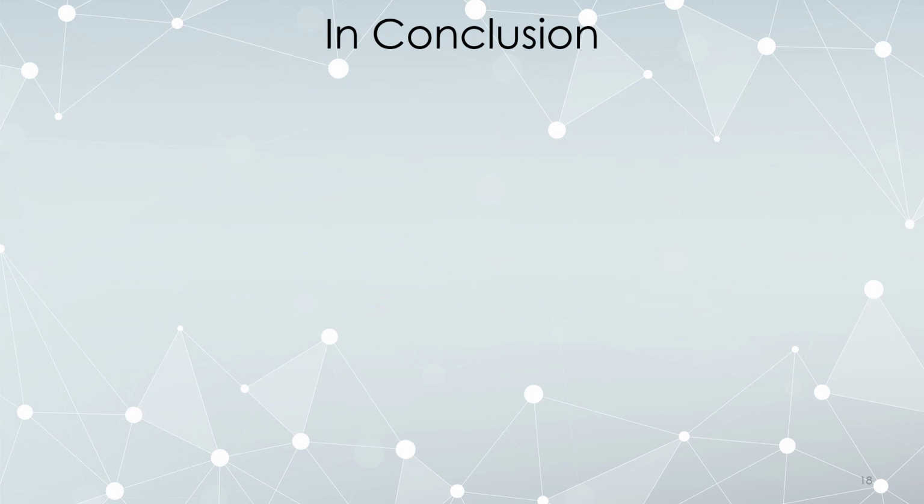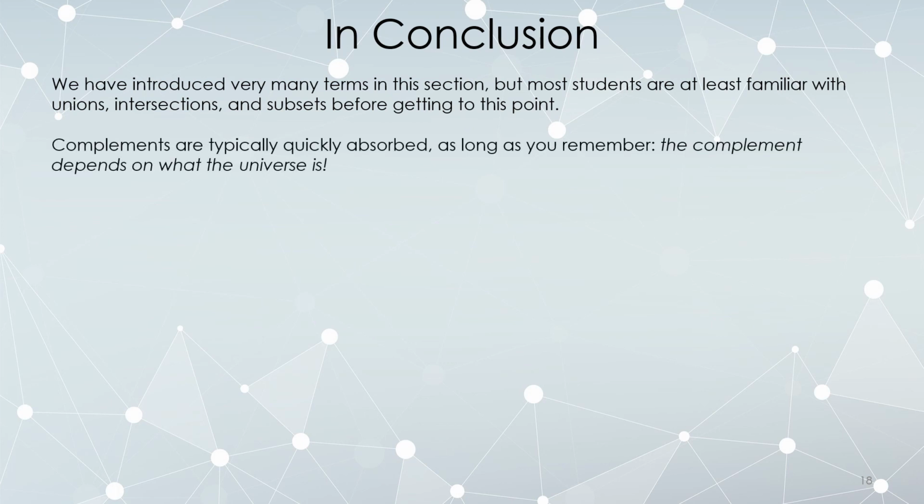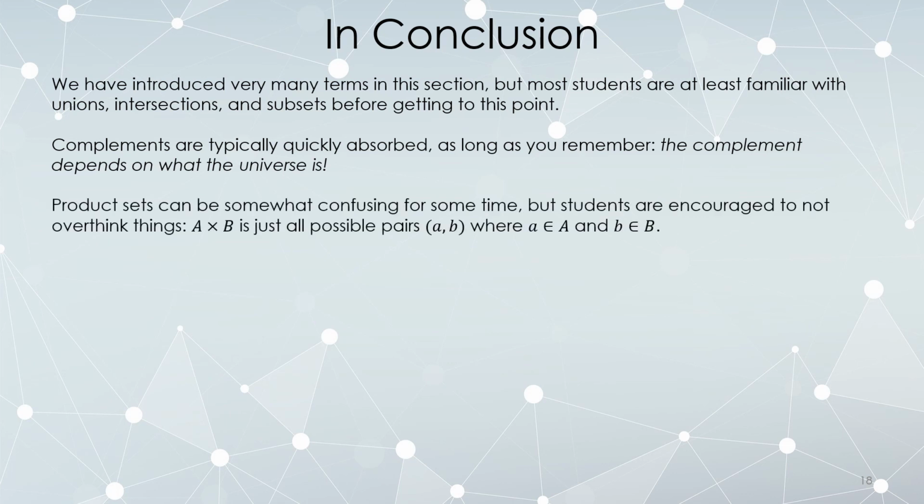And finally, let's just wrap it all up and see what we've done. There was a lot in this one. Okay, there's a whole lot of terms, but many of them you've hopefully seen before, like unions, intersections, and probably subsets as well. You've worked with a little bit. Complements are typically very quickly taken in. It's just what is not in the set, as long as you remember that you have to know what the universe is so that you know what's even legitimate to consider as an element to begin with. Product sets are typically a little weird at first, but just remember, don't overthink things. It's not that complicated. It has nothing to do with multiplication.